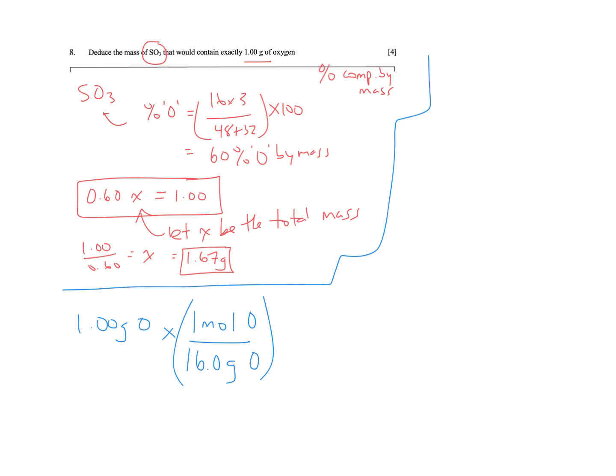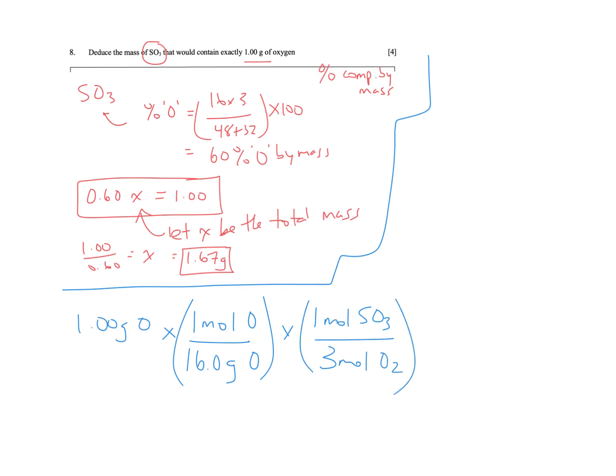We can then convert that to say, well, how many moles then of SO3 is that, right? If we figure out how many moles of oxygen, how many moles of SO3 is that? Well, it's going to be a third. There's 1 mole of SO3 for every 3 moles of oxygen.